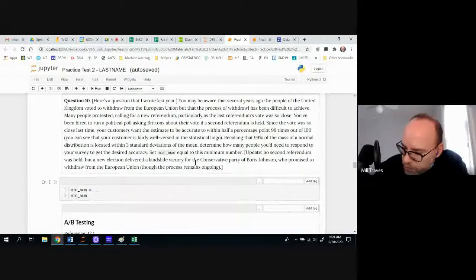So plus or minus 0.005, half a percentage point, 99 times out of 100. Okay, and 99 times out of 100 means that we're looking for a 99% confidence interval.